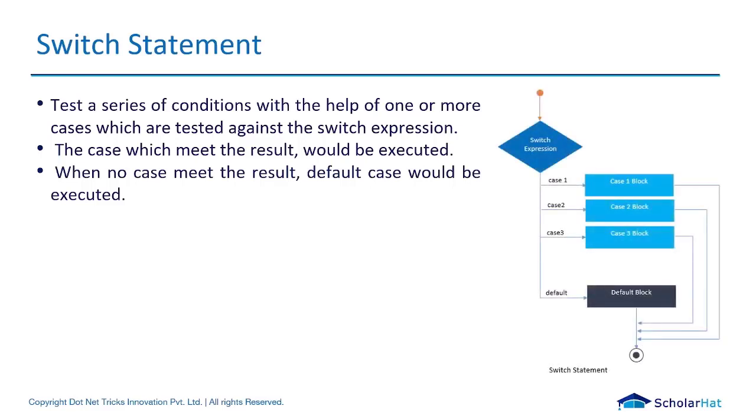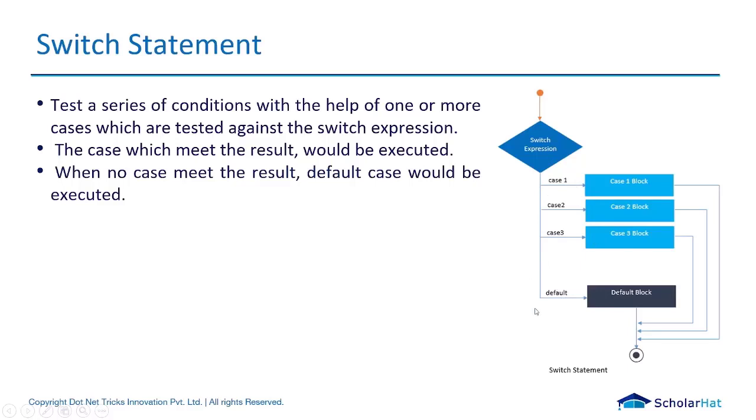What all this means is there will be multiple conditions like this. In case 1 some condition would be there, in case 2 some condition would be there, case 3 some condition would be there. Similarly, if there are multiple conditions, there can be case 4, case 5 and so on. And at the last, a default condition would be there. In that default block, if none of the conditions is satisfied, then the default block would be executed.